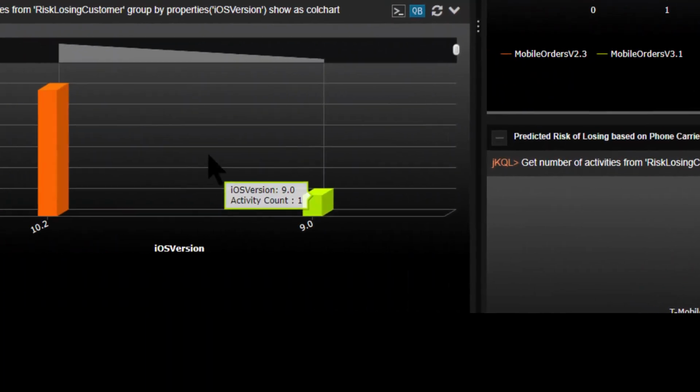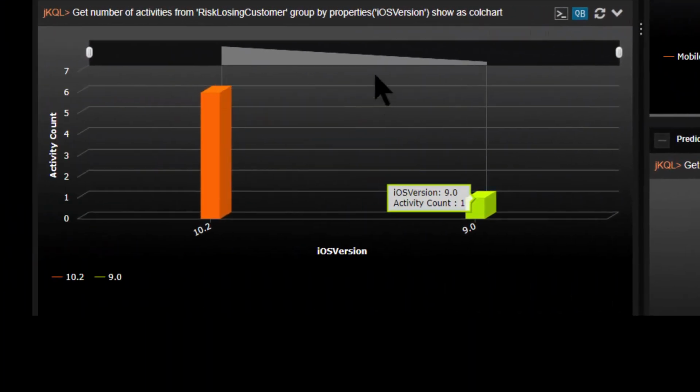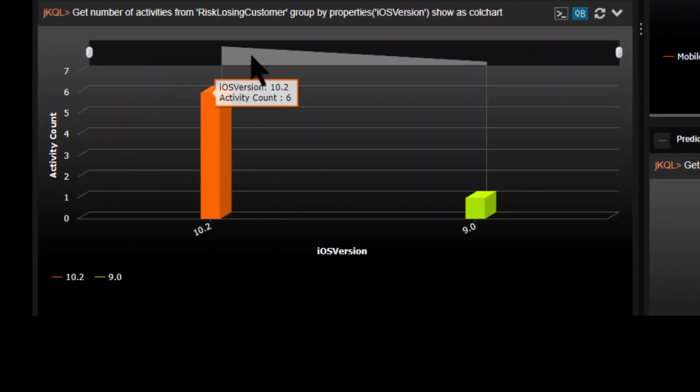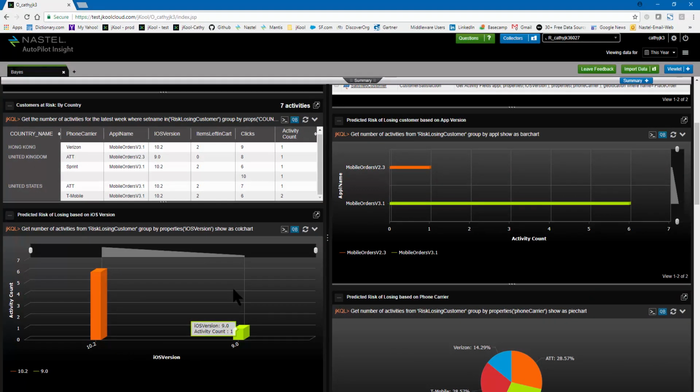And on this column chart, we're able to see that most of them are using the same version of the OS. So what have we learned? We've learned that dissatisfied customers, most of them anyway, are using a specific version of the application, version 3.1. And they're running on an iPhone using version 10.2. So now we know what we need to fix.